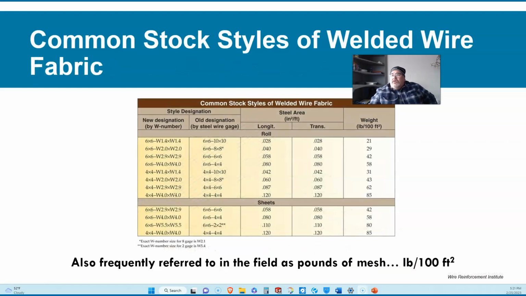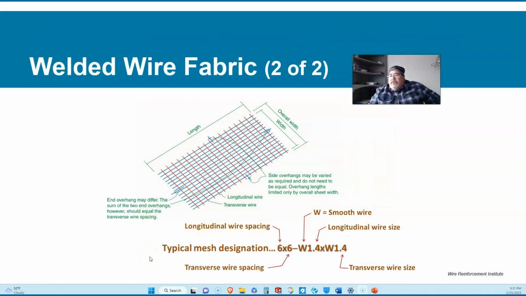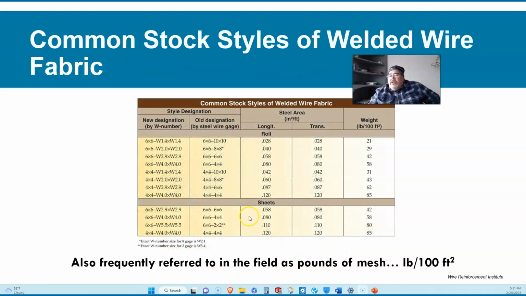Common stock styles of welded wires. The previous slide was an explanation of the wire fabric and how the size is broken down. You have your longitudinal, your transverse, your sizes overall. Here, it's showing you all the different sizes and designations. So you have multiple 6x6s, you have multiple 4x4s.